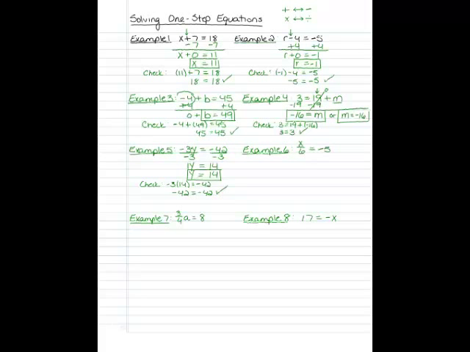In example 6, we have x divided by 6 equals negative 5. Here we have division. The operation that undoes division is multiplication. So I'm going to rewrite this down here. We have x over 6 times 6 equals negative 5. What you do to one side, you have to do to the other, so negative 5 times 6.